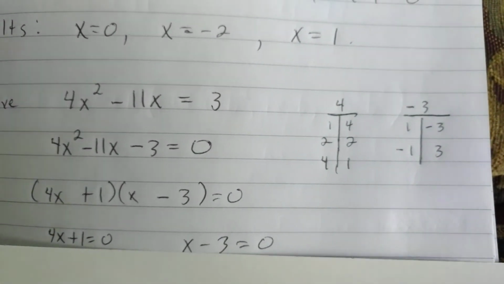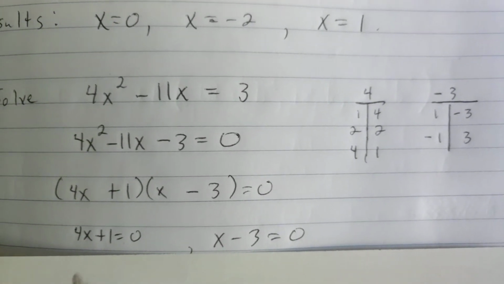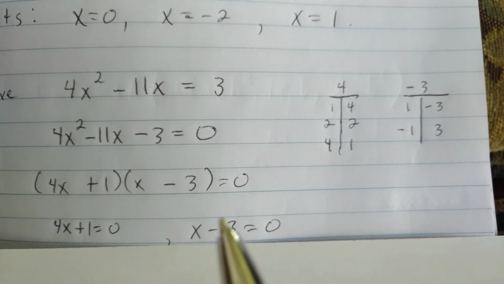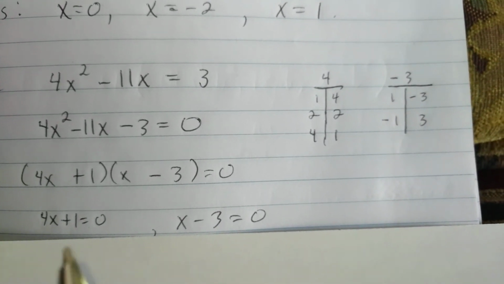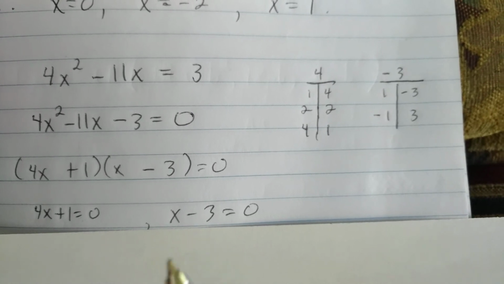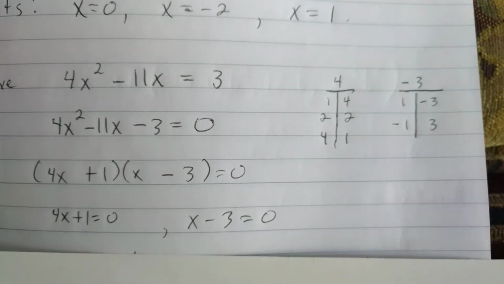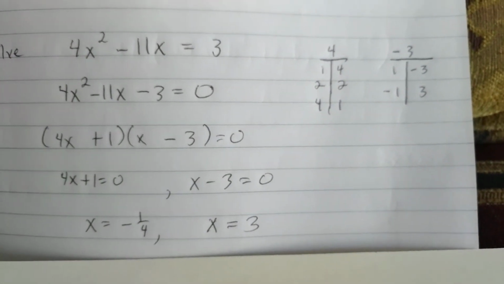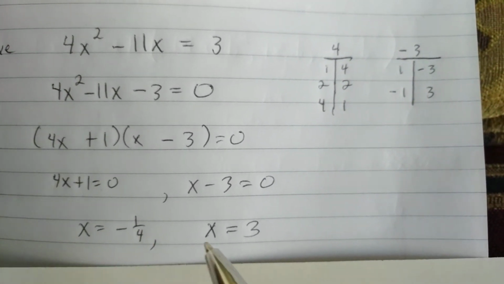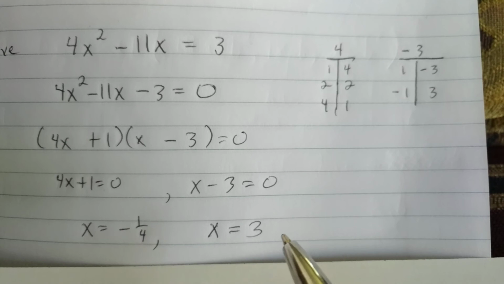To finish this problem up, we set the factors equal to 0. That is, we set 4x plus 1 equal to 0. We set x minus 3 equal to 0. Here we subtract 1, divide 4. Here we simply add 3. To finish this problem, doing that work gives me my solutions. x equals negative 1/4 and x equals 3.